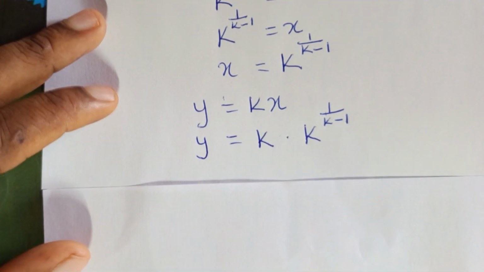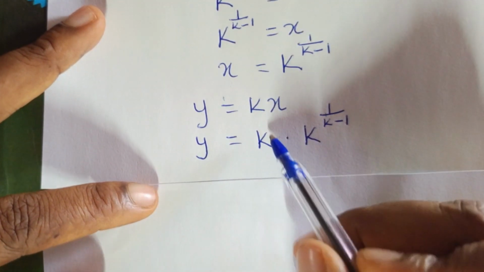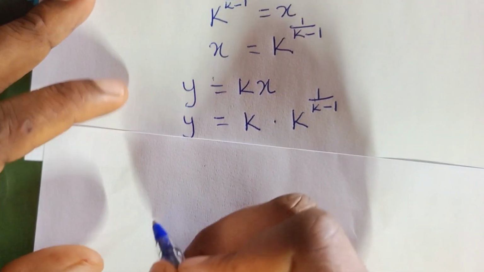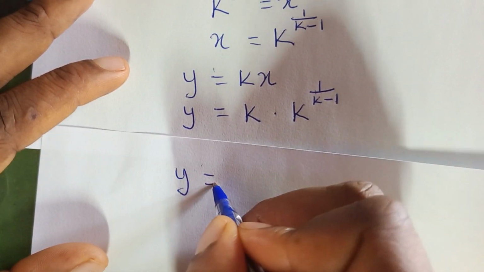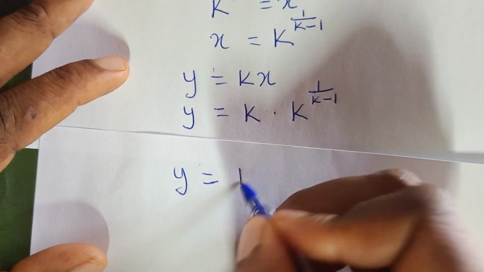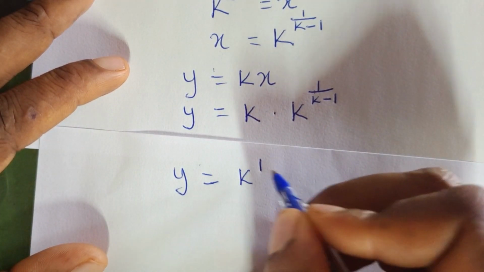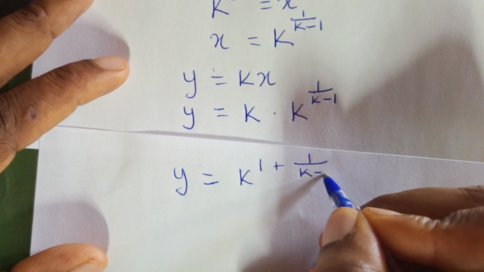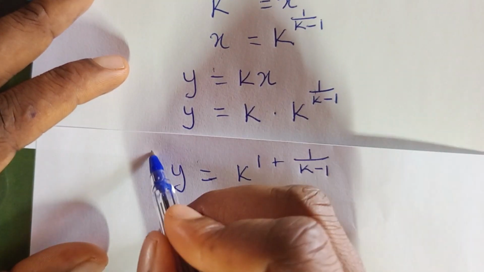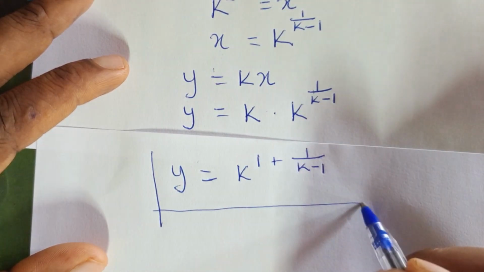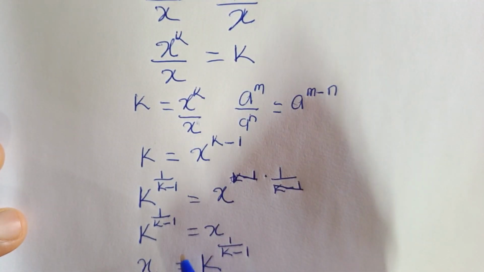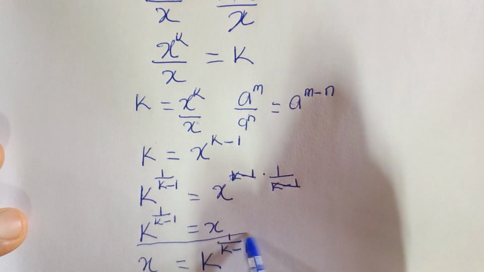Here we rearrange, this is going to have the power of 1. So we arrange y to be y equals k raised to power 1 plus 1 all over k minus 1. So this is the value of y, and this is the value of x.